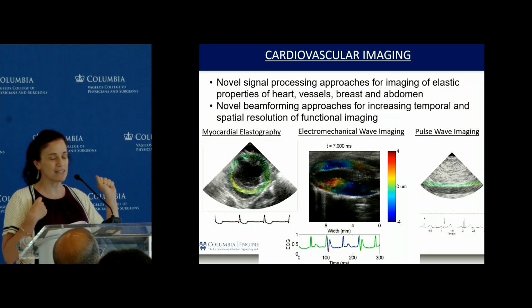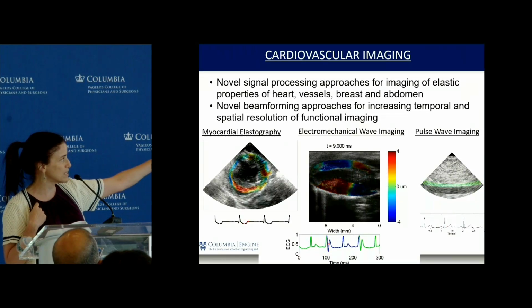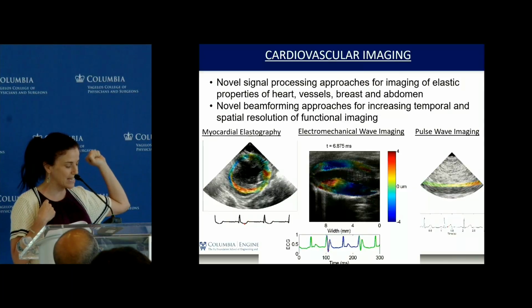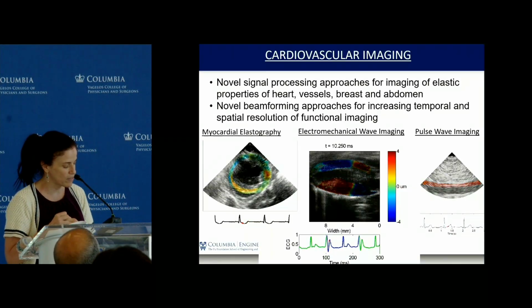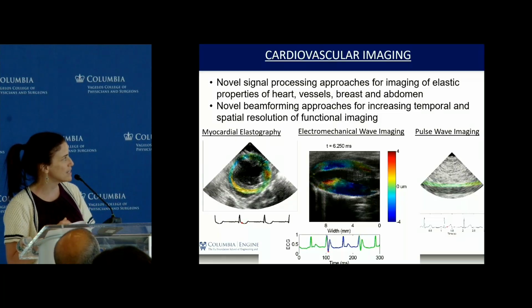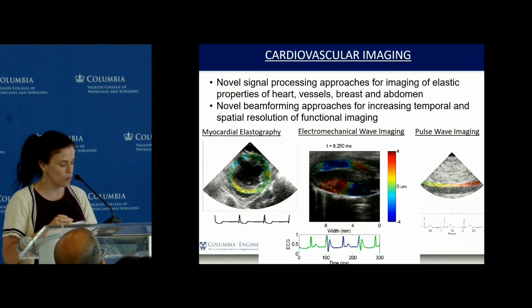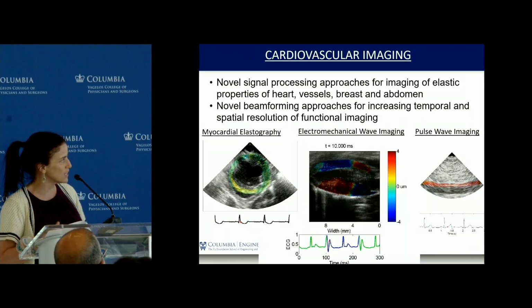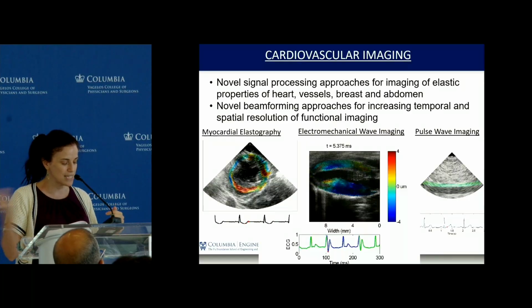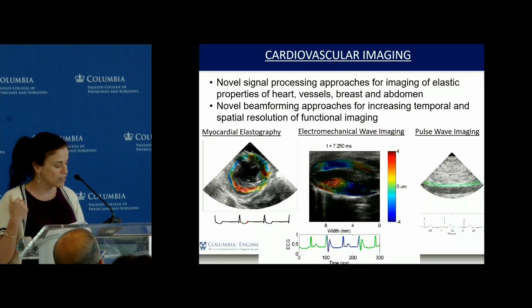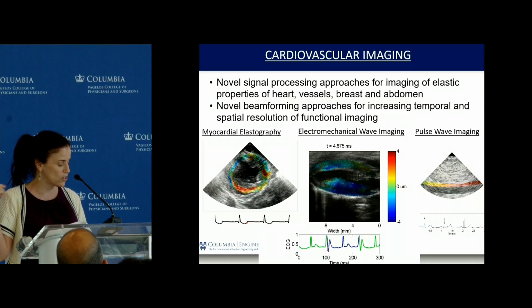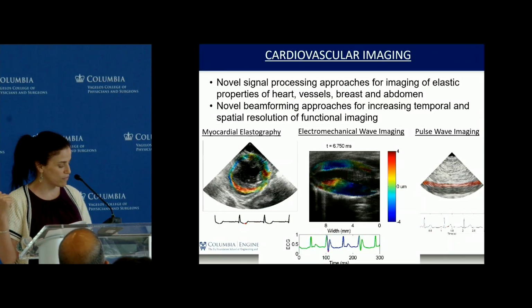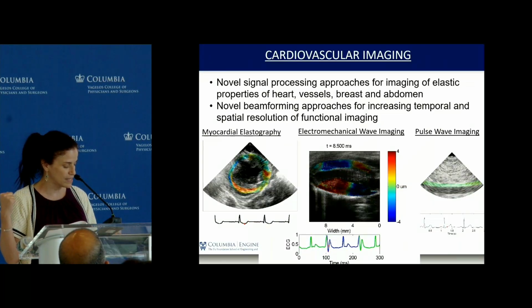The one in the middle is something that, with a simple ultrasound, we can tell you where the arrhythmia may lie. Just by this wave that you see propagating contains information on the conduction. And the last one, we call it pulse wave imaging, where on the aorta, as you see here, on the abdominal aorta, we can actually see the pulse propagating, and that contains information on the pulse pressure, on the flow itself, and on the stiffness.